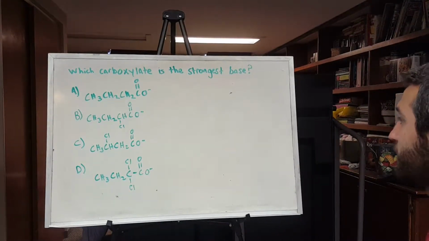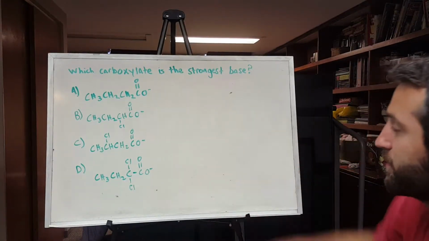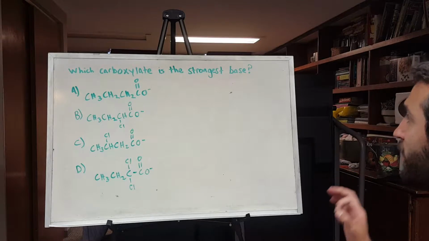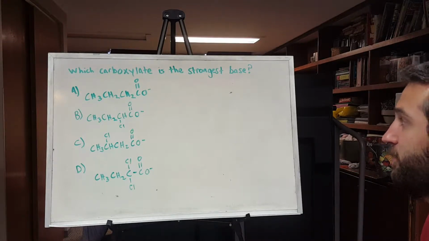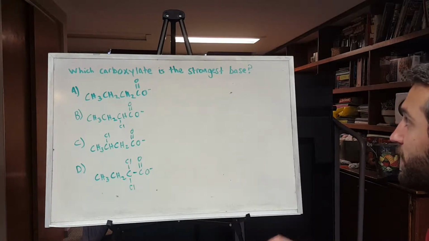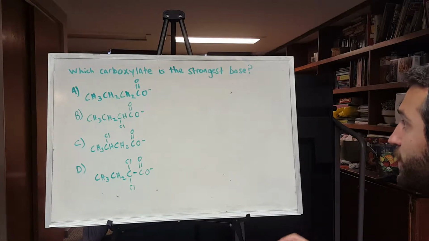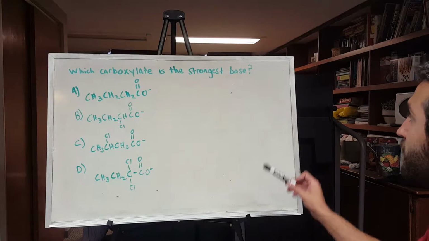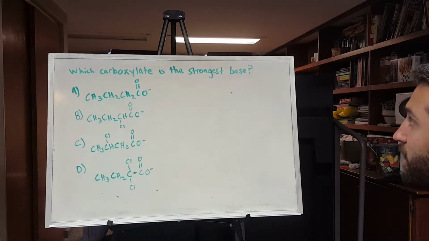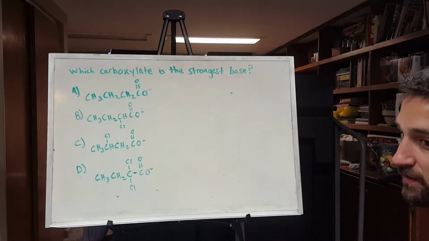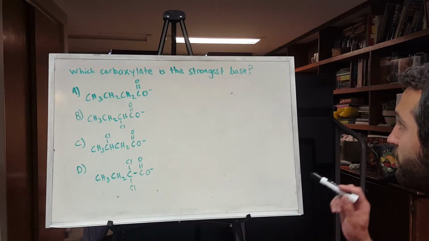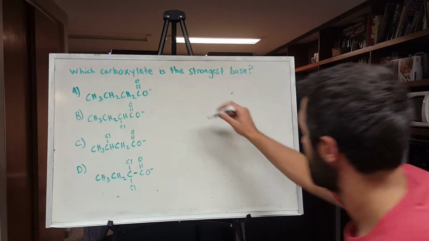Which carboxylate is the strongest base of these options? So let's think about basicity. Well, the weaker the conjugate acid, the stronger the base. The stronger the conjugate acid, the weaker the base. Also, the more stable the base is, the weaker that base is. The more unstable the base is, the stronger that base is, right?